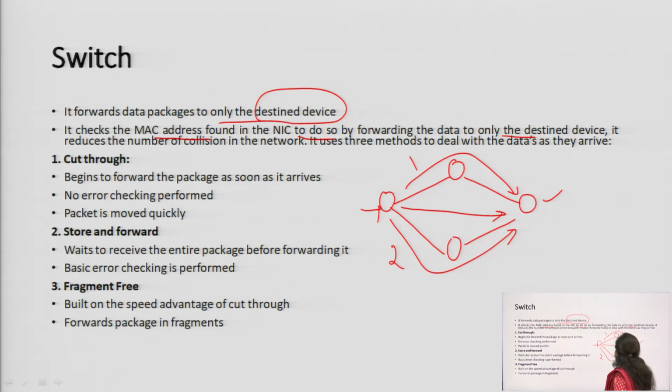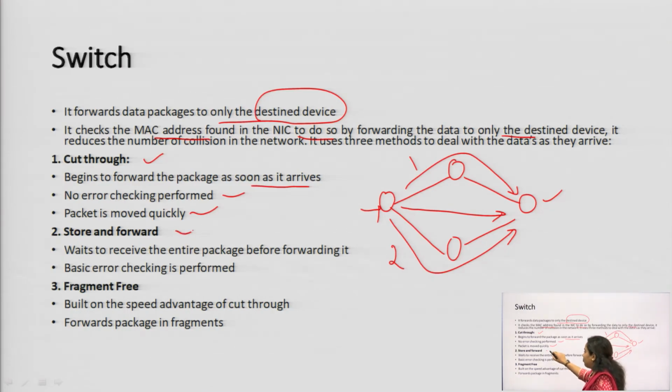So, the 3 methods that have to be dealt with in this case are, first, cut through. It begins to forward the packet as soon as it arrives, meaning it will not check or reduce the noise present here; no error checking is performed, and the packet is moved quickly. So, cut through has the advantage that it reduces the waiting time of the particular packet. Once it is received, it will be forwarded quickly.